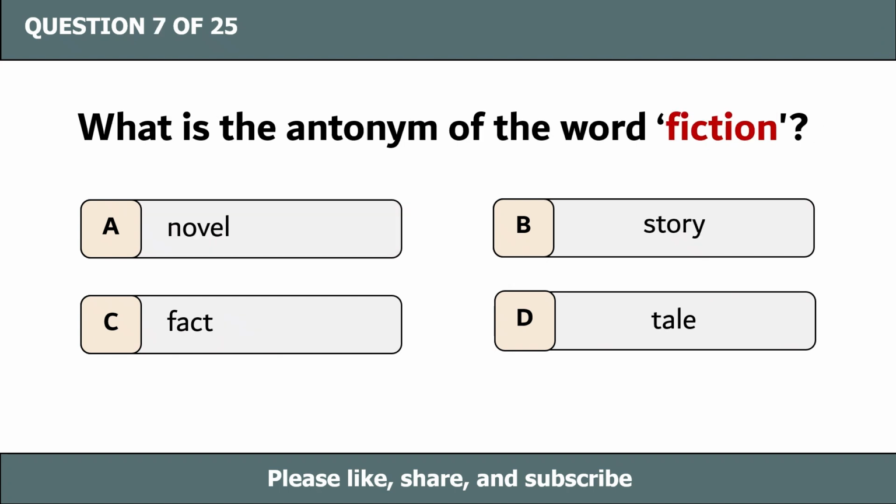Question 7. What is the antonym of the word fiction? The correct option is C. Fact.